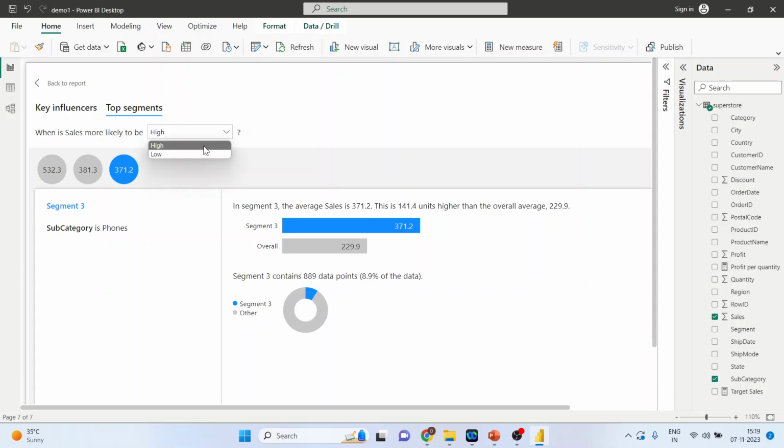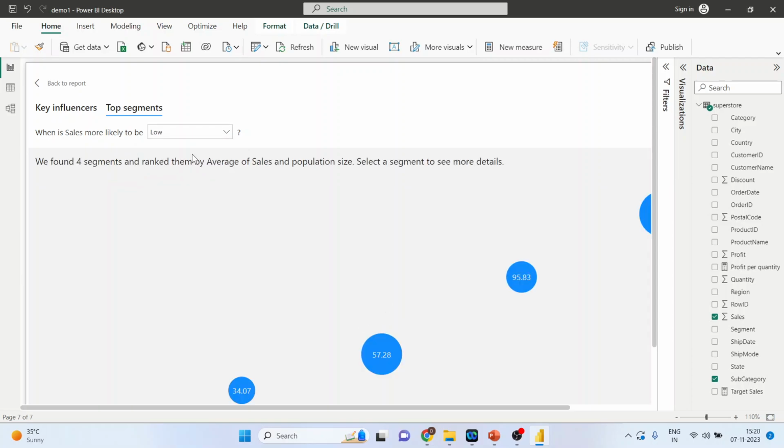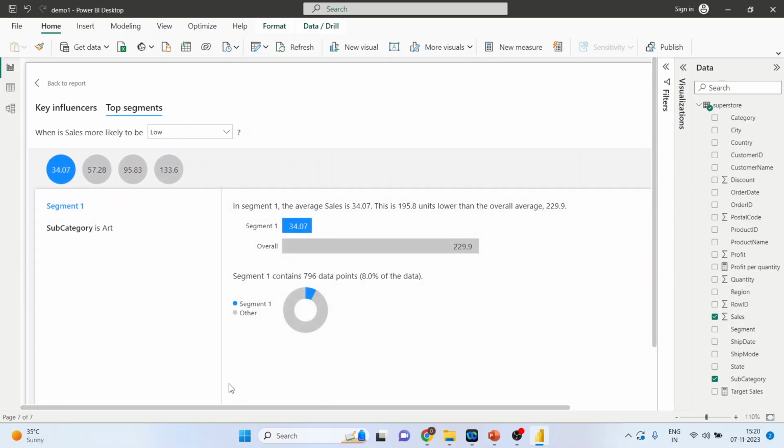So you can also find out the segments for low sales. Click on the first one. Subcategory is art. So in segment 1, the average sales is 34.07. This is 195.8 units lower than the overall average.